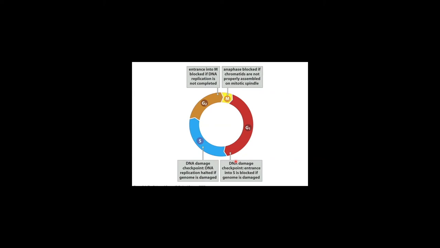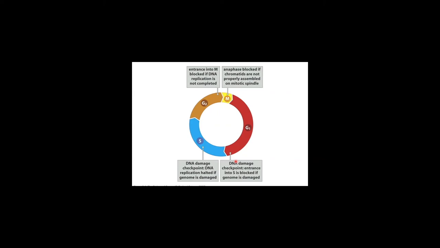There is that important checkpoint I just mentioned at G2 where there's a block to prevent replication of the cell. And then finally, there's one in M phase, anaphase actually, if the chromatids are not properly assembled on mitotic spindles. So every single phase of the cell cycle has a checkpoint. G0 phase, which is out of the cell cycle, doesn't.